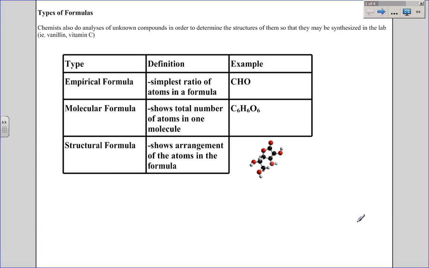In this lesson, we'll look at the different types of formulas that are useful to chemists, and we'll learn how to take certain types of data in order to help us to determine what is called the empirical formula.